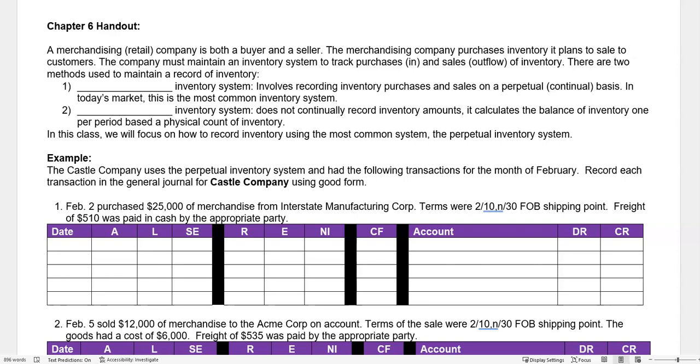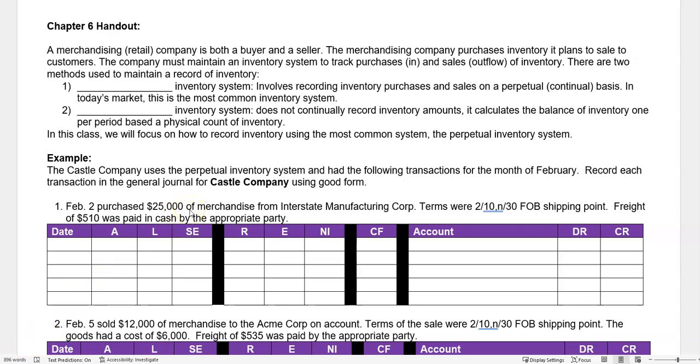In this chapter, we're going to move into merchandising companies. Merchandising companies or retail entities are unique in that they both are a buyer and a seller. They buy the goods, we call that inventory, and we place it on the shelves to resell to other customers. So we're a buyer and a seller.